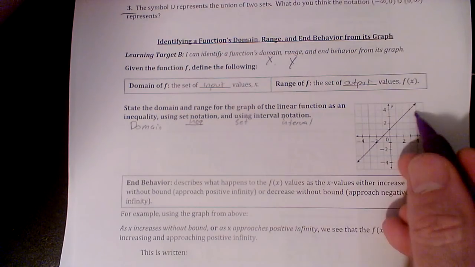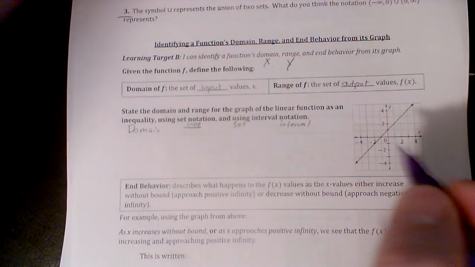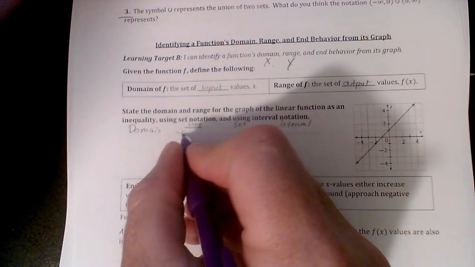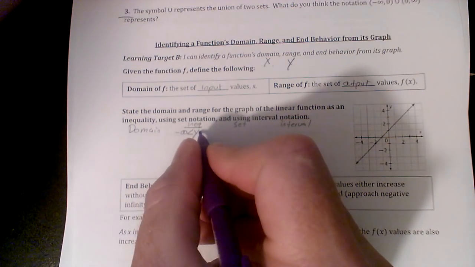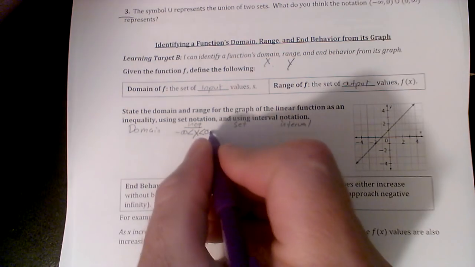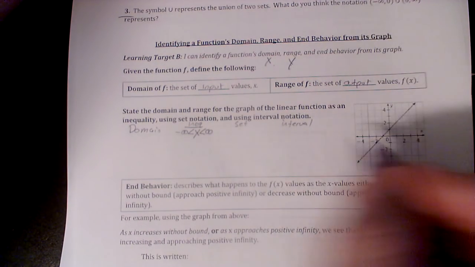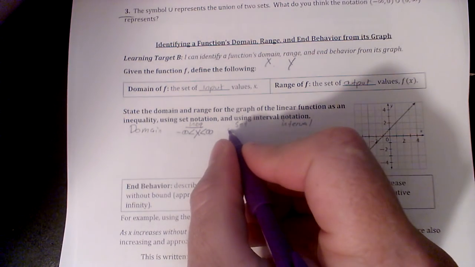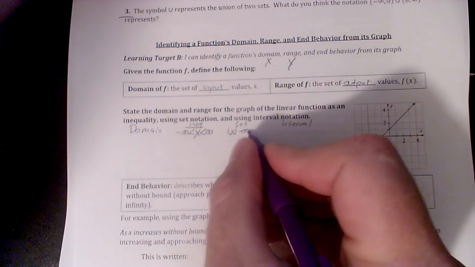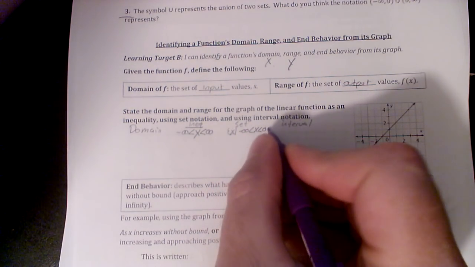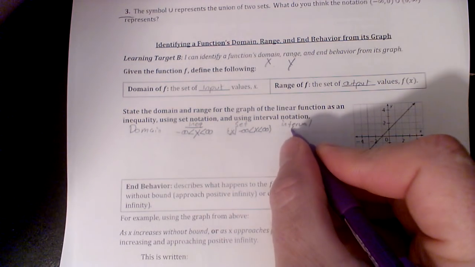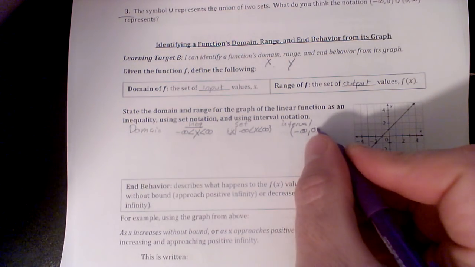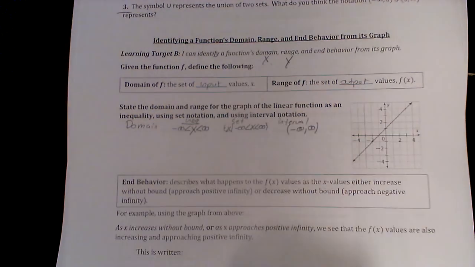So for the inequality here, it looks like the domain of this is all real numbers. I'm going to say negative infinity is less than x, which is less than infinity. My set notation is going to be the same thing, with the little bracket with x bar, negative infinity less than x less than positive infinity. And in interval notation, we can't touch infinity, so parenthesis, negative infinity, comma, infinity.